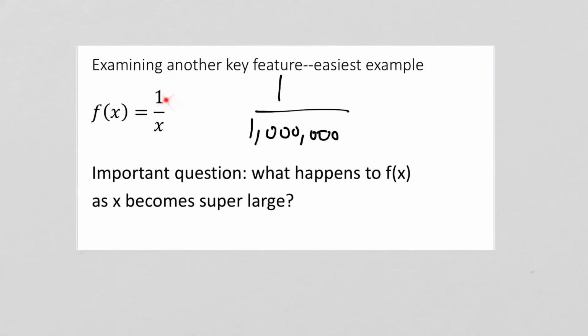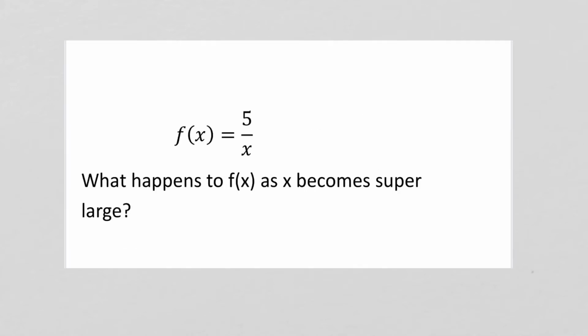If we have one cookie, and we try to divide that cookie up into 1,000,000 pieces, right, and give it to 1,000,000 people, how much does everybody get? Well, we're dividing 1 by 1,000,000, right? So everybody gets basically nothing. So this is basically equal to 0, and as x gets bigger and bigger and bigger, this is going to get closer to 0.